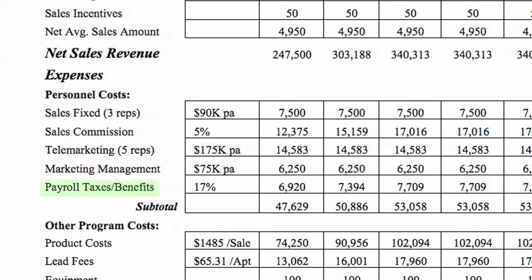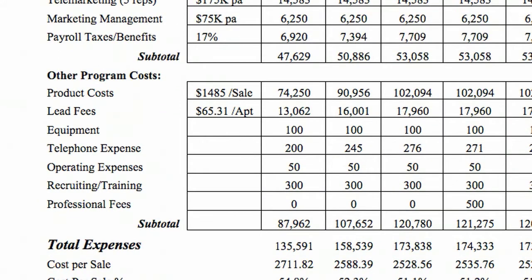Now, the other thing, and this is one particular thing that most people leave out, is the payroll taxes and benefits. This is generally considered what's called on costs. Typically, each organization is a little different, but this typically includes the superannuation and the payroll tax. What you've got to do is find out from the bean counters in the finance department or your accountant what your on costs are. In this example, I put in 17%. And then we talk about the other program costs. The other program costs would include things like product costs.